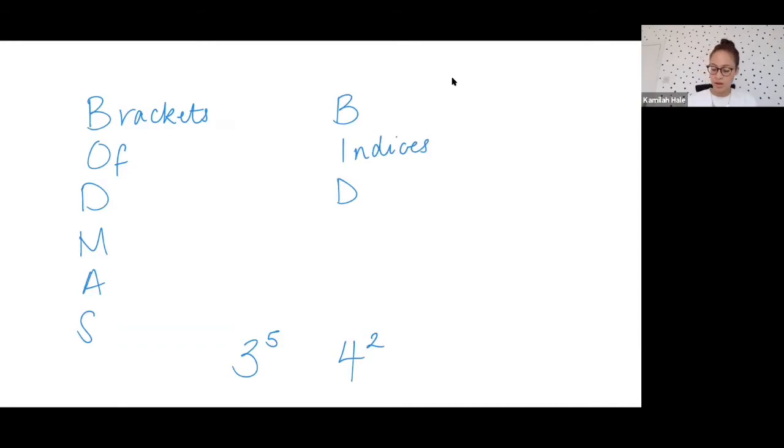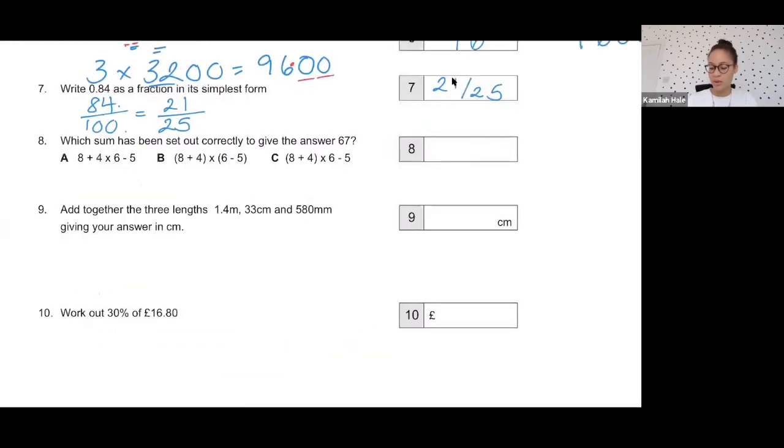And then we've got DMAS, that just stands for division, multiplication, addition, subtraction. So you have to do division or multiplication before you do any addition or subtraction. So we need to remember BODMAS when calculating these questions. So in A, give me just a second to think about it.